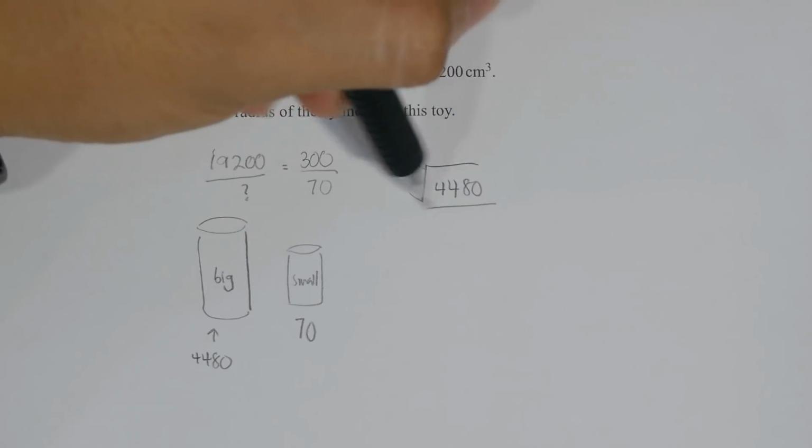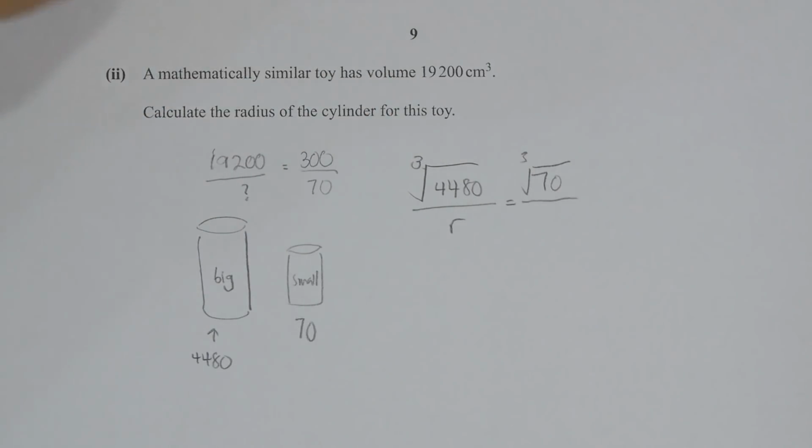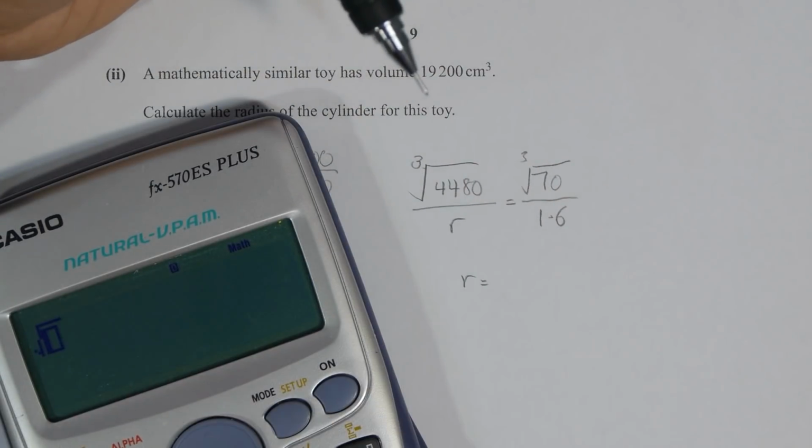So compare it back to the original one. Cube root of 4480 over radius equals cube root of 70 over 1.6. After you run the calculation, you get the radius as 6.4.